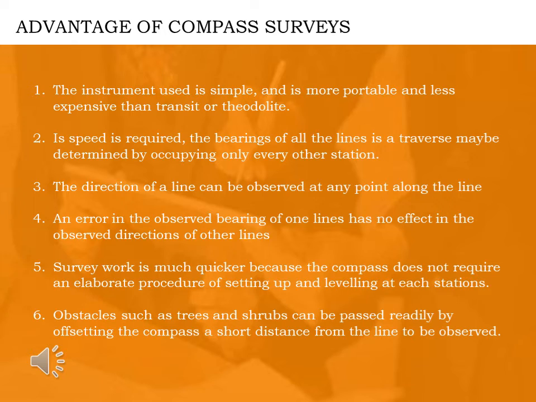Survey work is much quicker because the compass does not require an elaborate procedure of setting up and leveling at each station. Obstacles such as trees and shrubs can be passed readily by offsetting the compass a short distance from the line to be observed.